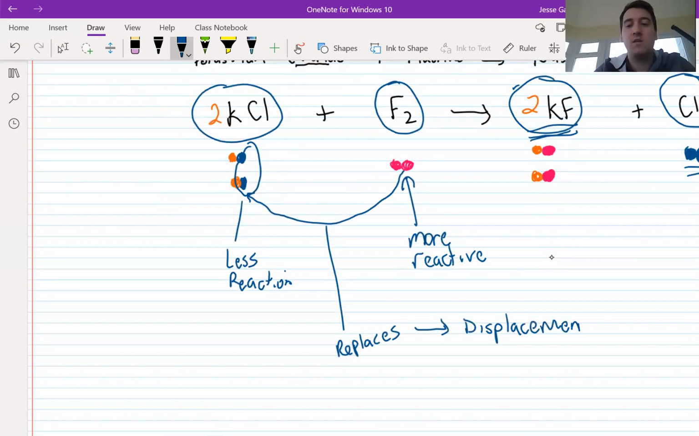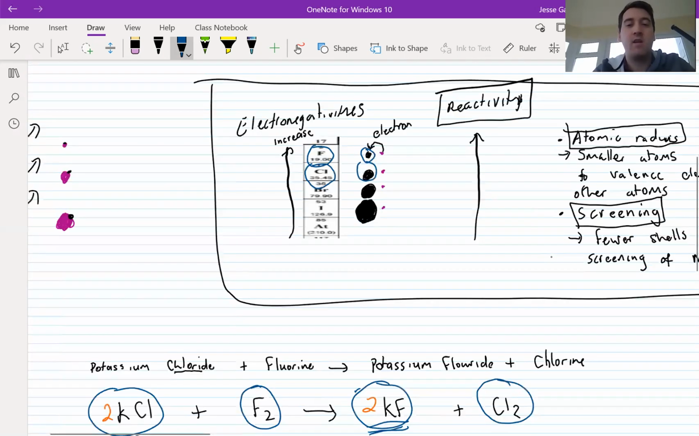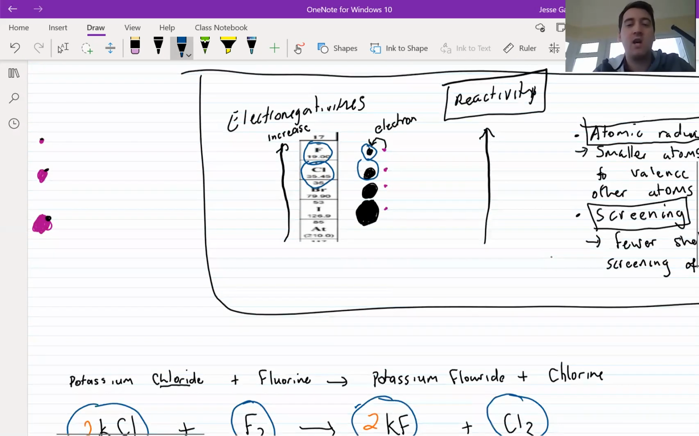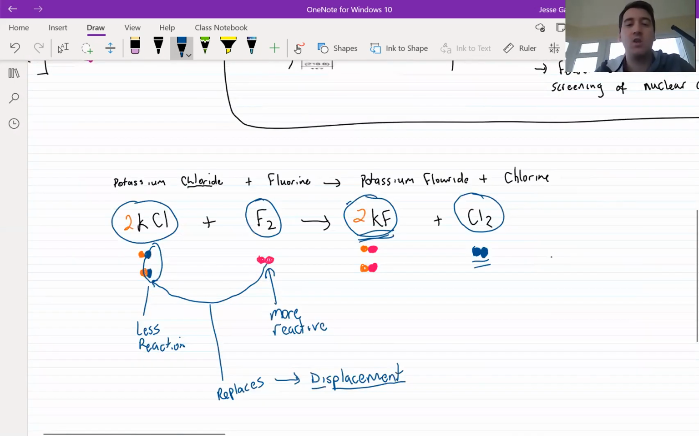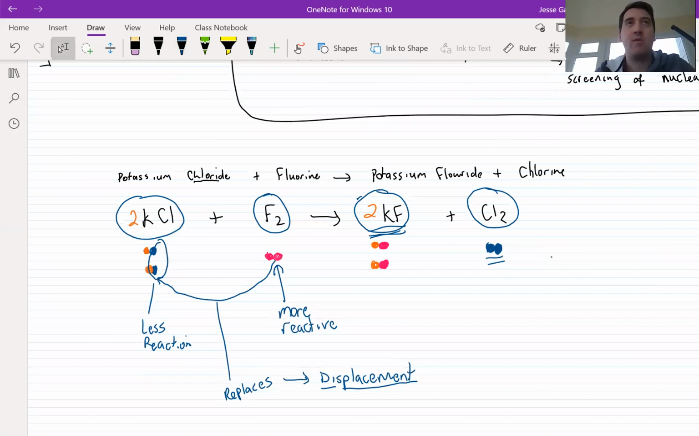We call this a displacement reaction. Displacement, which is essentially replacement, taking its place. So the more reactive atom pushes out and takes the place of the less reactive atom. So if you learn the pattern here, that the more reactive elements are at the top of the halogens, then when they react, you will know which one would replace the other one in a reaction.